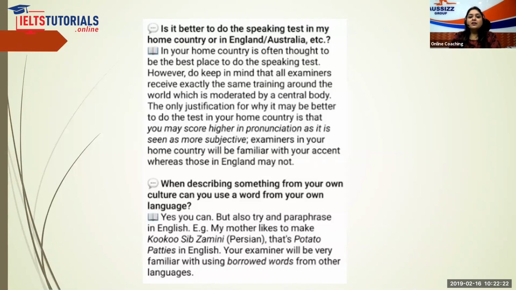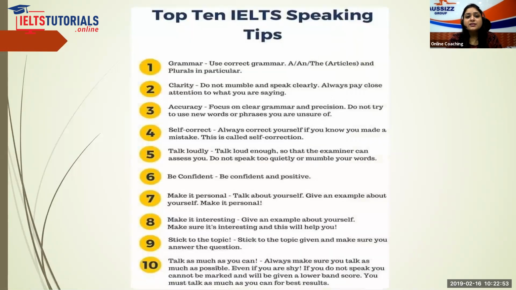Okay. When describing something from your own culture, you can use a word from your own language. Yes, you can, but also try and paraphrase in English. My mother likes to make kukusim zamini. That's potato patties in English. These are the basic things you need to have knowledge about. Sometimes you add words your own way, but yes, you need to be understood by the examiner also. Okay. Next, last of the top 10 IELTS speaking tips.